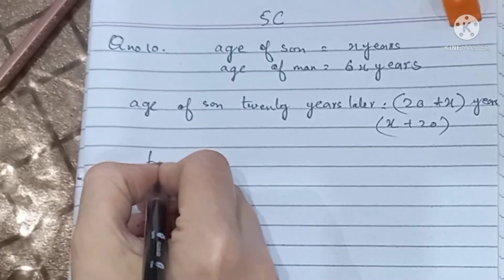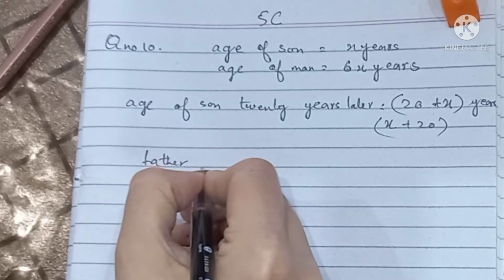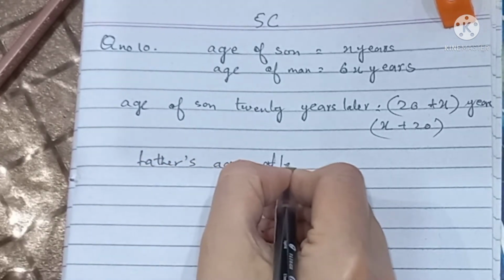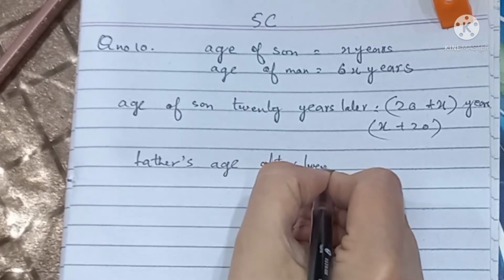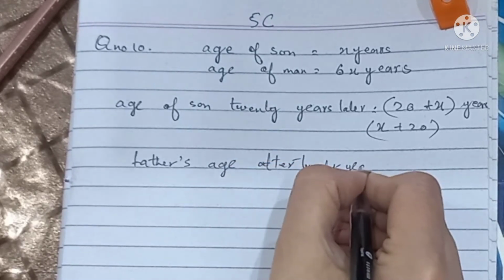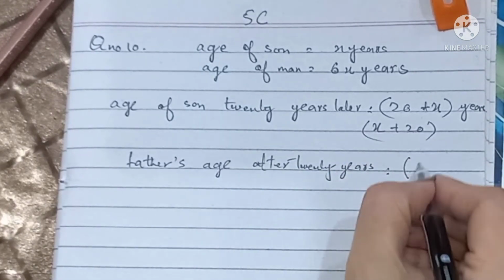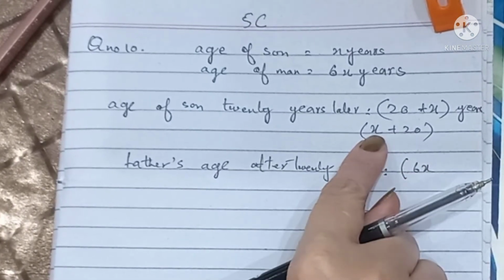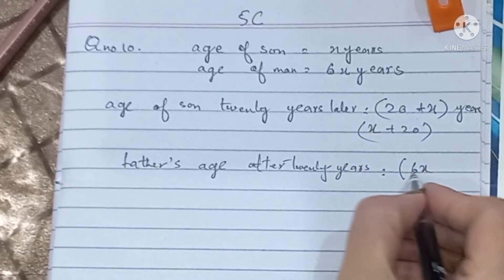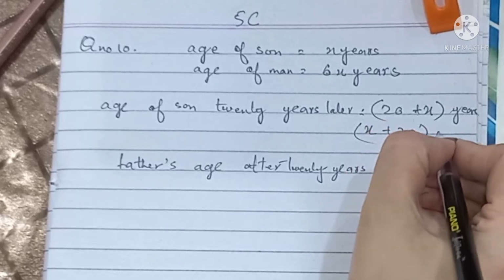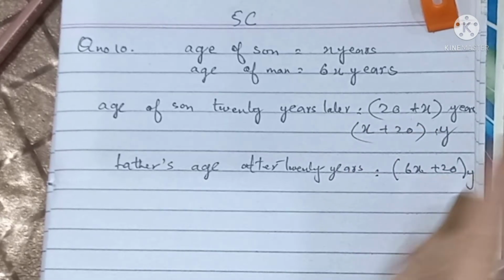Father's age after 20 years. It will be 6x, because we will multiply this x, plus 20 years.